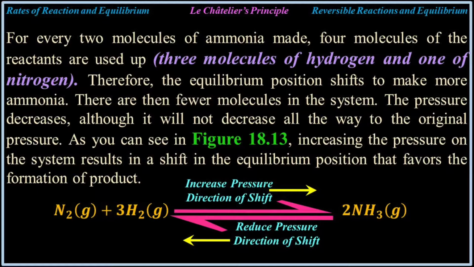As you can see in Figure 18.13, increasing the pressure on the system results in a shift in the equilibrium position that favors the formation of product. So you can see that the increased pressure will shift to the right and a reduced pressure will shift to the left. And you have 4 total moles of gas on the left and 2 total moles of gas on the right.